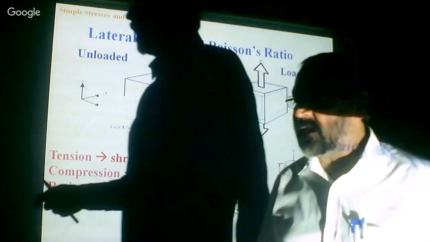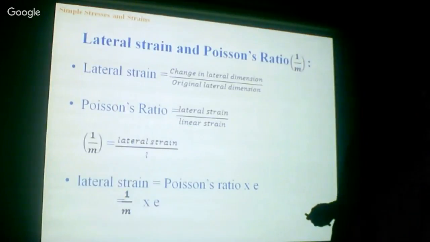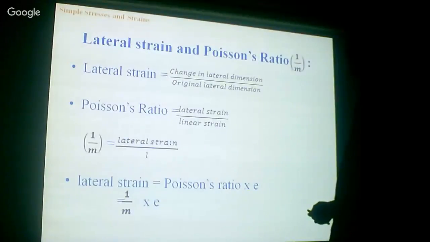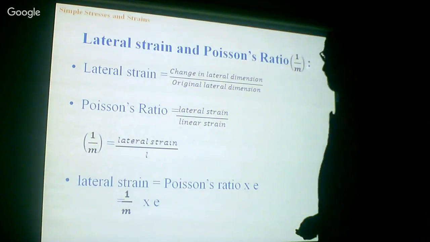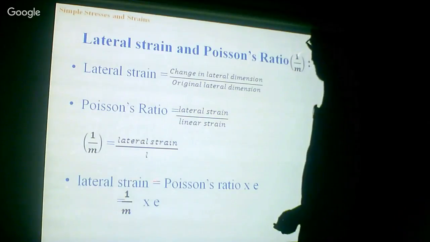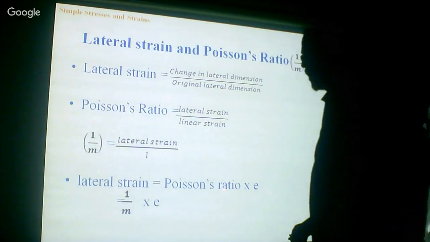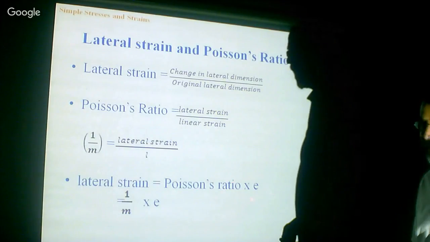So from this we can calculate Poisson's ratio. Poisson's ratio is a constant within the elastic limit. There are three constants we have discussed, including this. One is Young's modulus, the other is shear modulus, and the other is Poisson's ratio, that is lateral strain upon linear strain. This is represented by 1 by m. Somebody will say 1 by m, somebody will say mu. We can calculate the lateral strain as Poisson's ratio multiplied by linear strain.